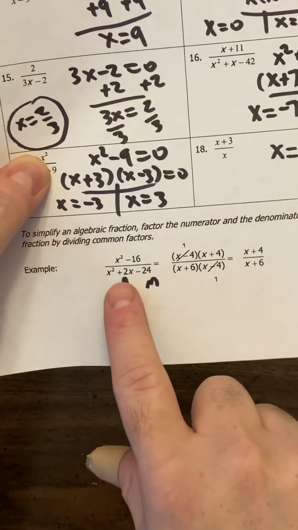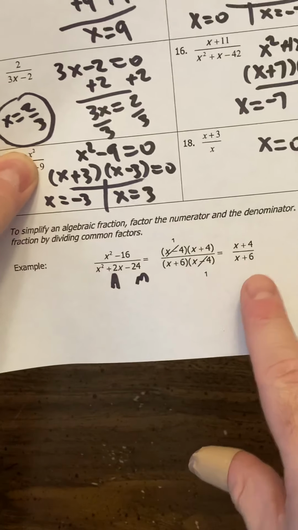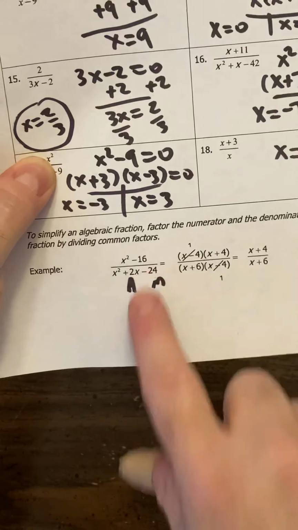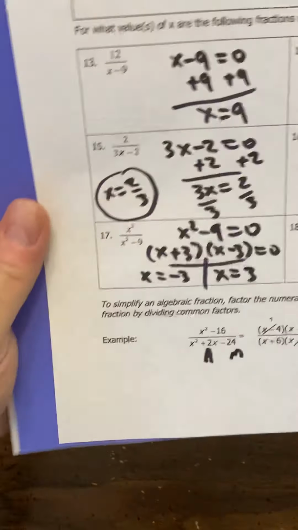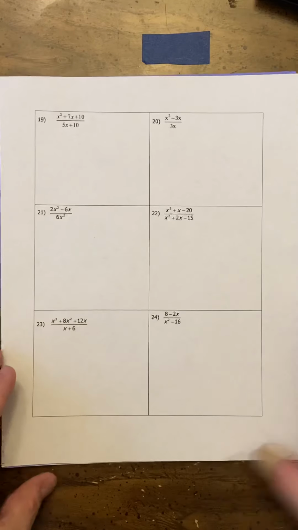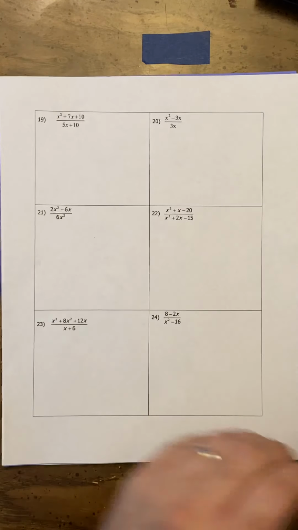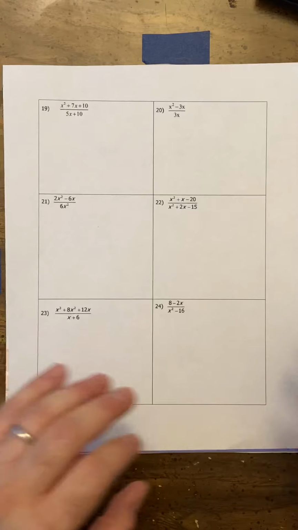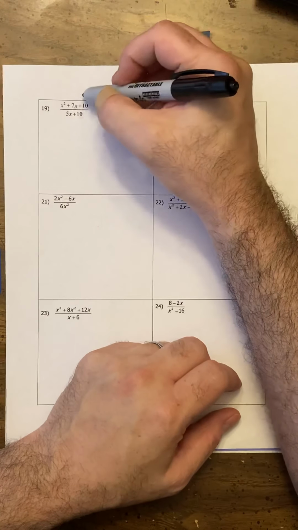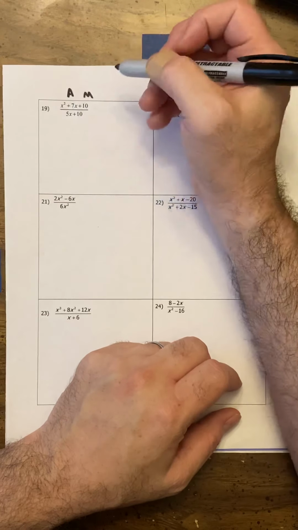This is the same fraction. They're identical to each other. But this is the simplified version of this fraction, okay? So we're going to practice this skill, okay? So you're going to follow along. Let's take a look. All right, so next problem. x squared plus 7x plus 10. Trinomial, you need two numbers that multiply to 10 and add up to 7.